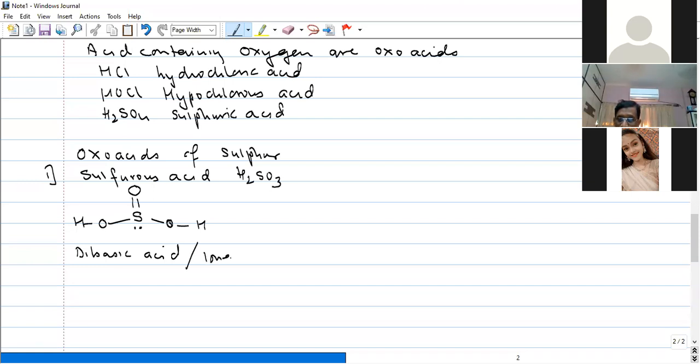It has a lone pair of electrons. Second acid, thiosulfurous acid.